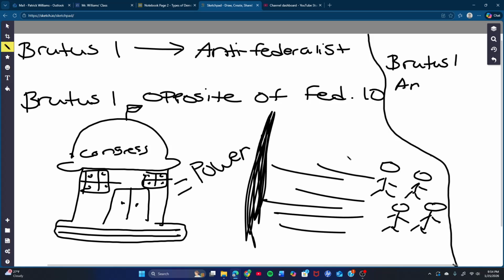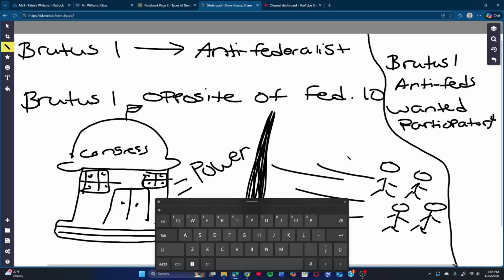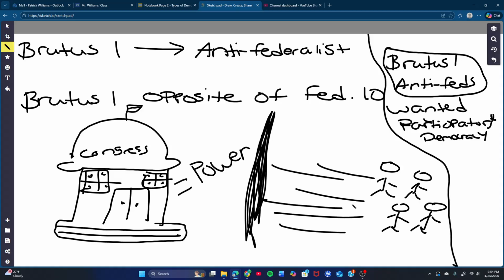Brutus won, anti-feds wanted a direct democracy, right? They wanted more direct, or what we call participatory. It will not let me do the Y over here. I'm going to do it like that. All right. That's what Brutus, or the anti-feds, wanted. They wanted a participatory democracy. Okay. So it's important that you all understand that.